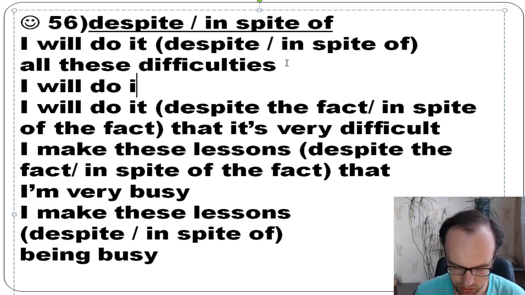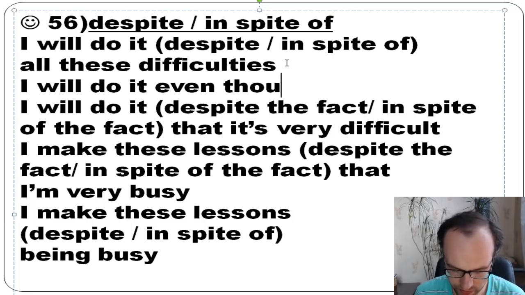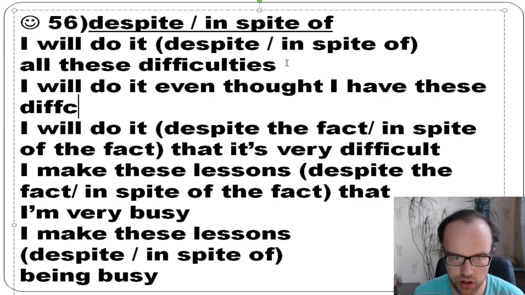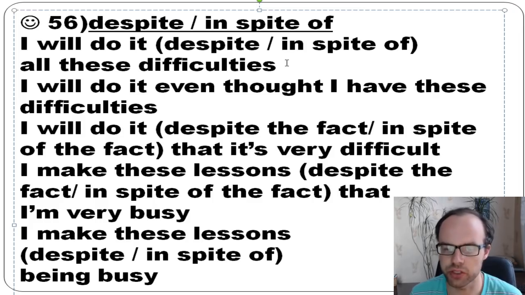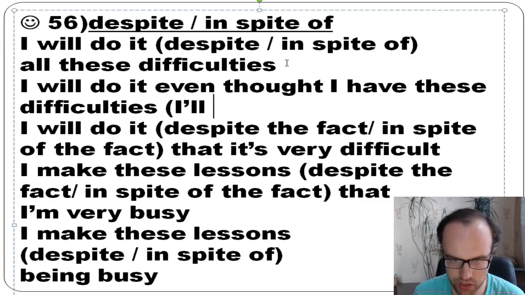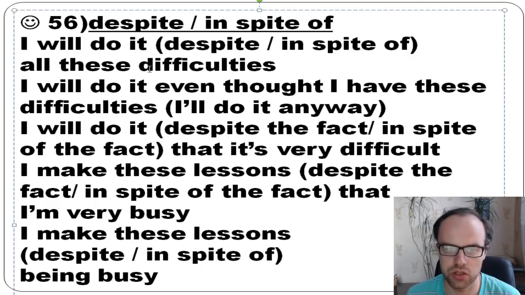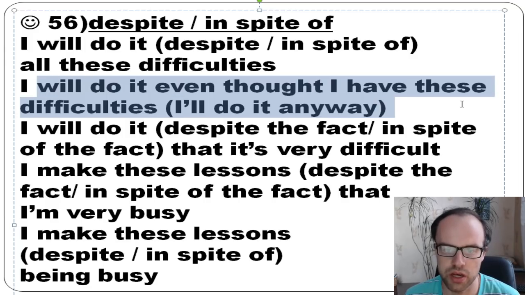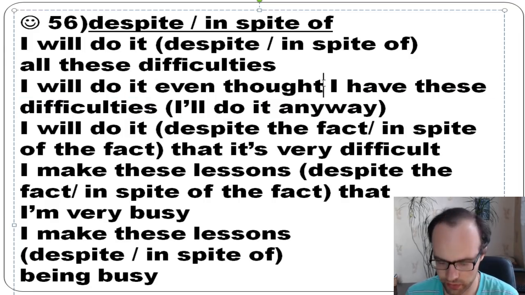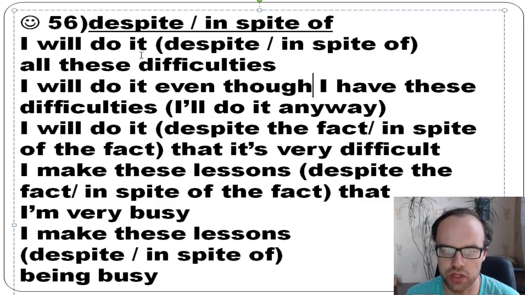I will do it even though I have these difficulties. Even though I have these difficulties, or so I have these difficulties, but it's okay. I will do it anyway. Okay, I'll do it anyway. So you can say I will do it even though I have these difficulties. I'll do it anyway. Despite or in spite of all these difficulties.